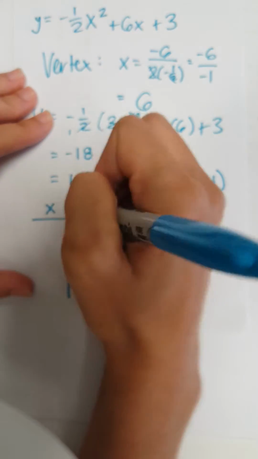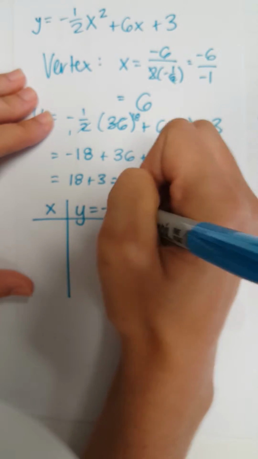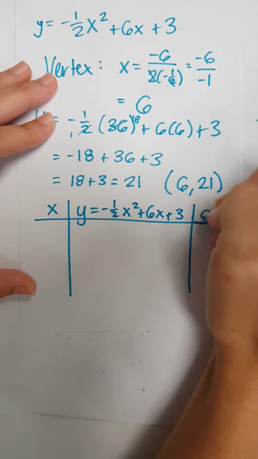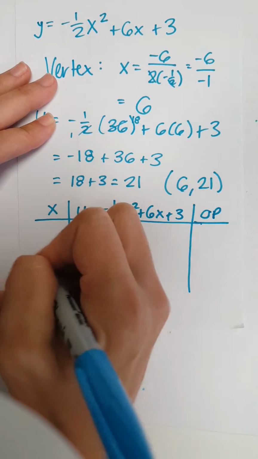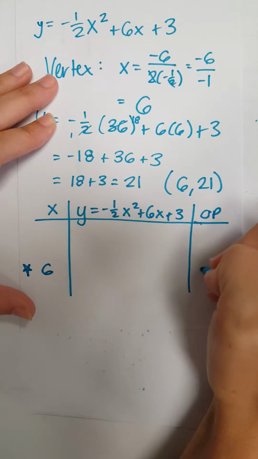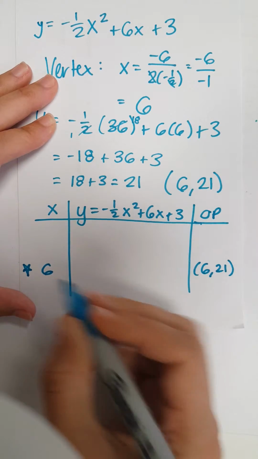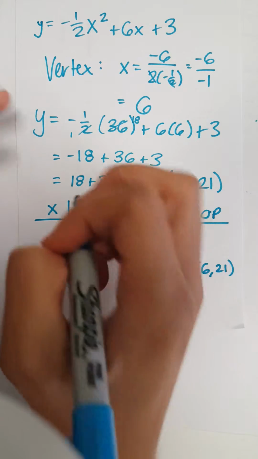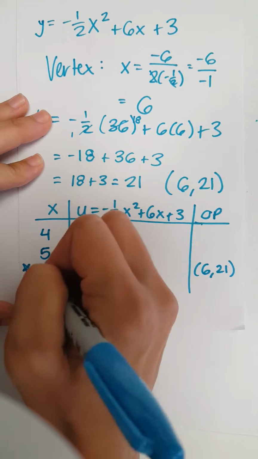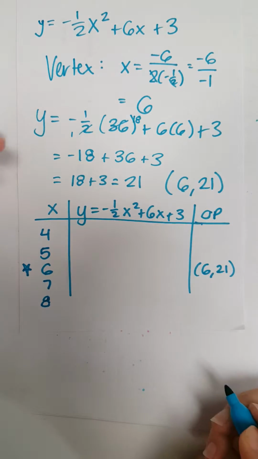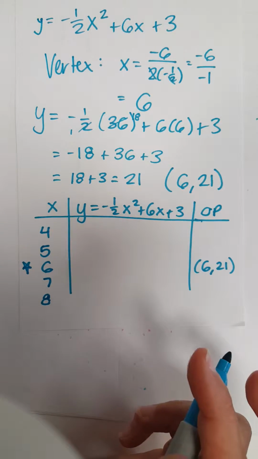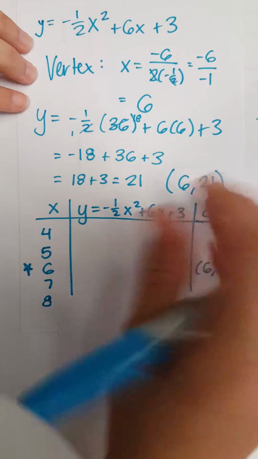So I make my chart. I put 6 in the middle, right? Because it's my axis of symmetry, 6, 21. Okay, I go 2 below, 2 above. So 5, 4, 7, 8. So these are a little bit bigger numbers and there's no y-intercept. That's a shame, but that's okay. We just have to do a little bit more work.